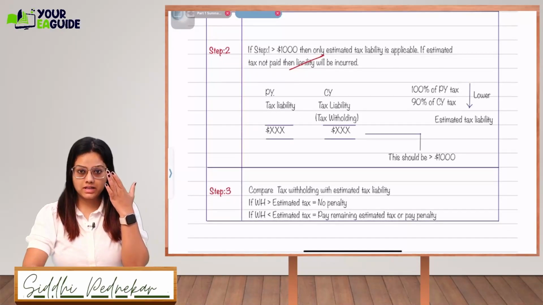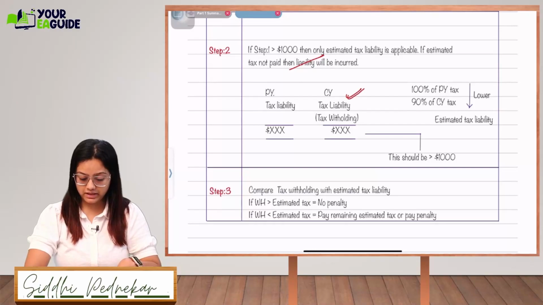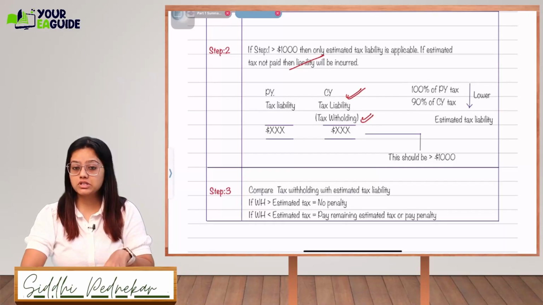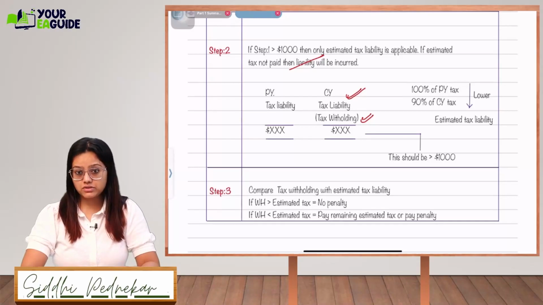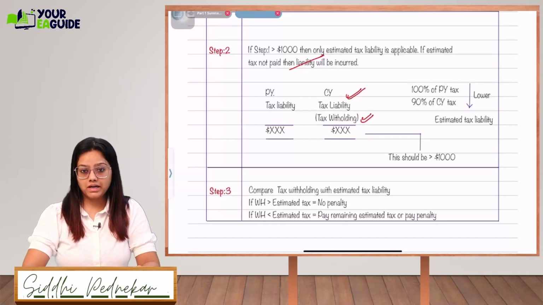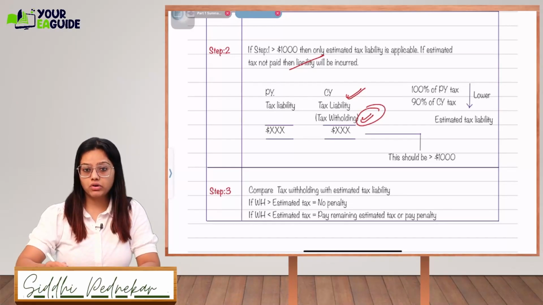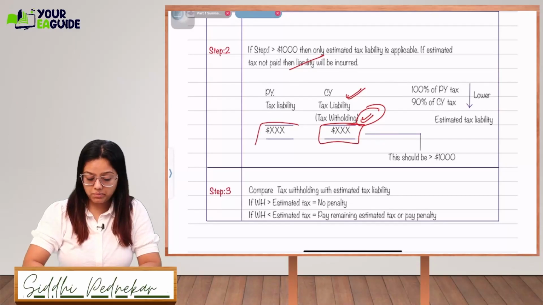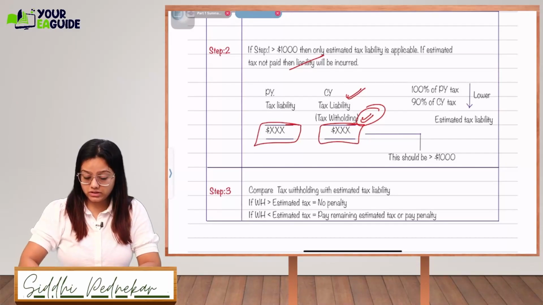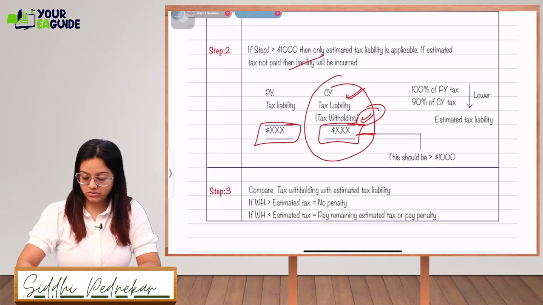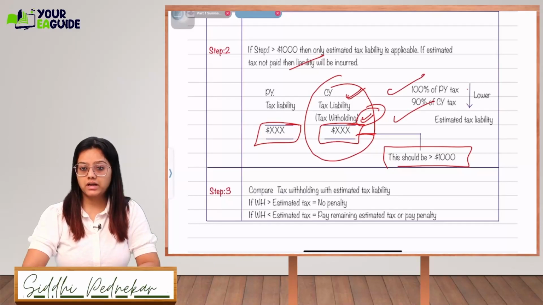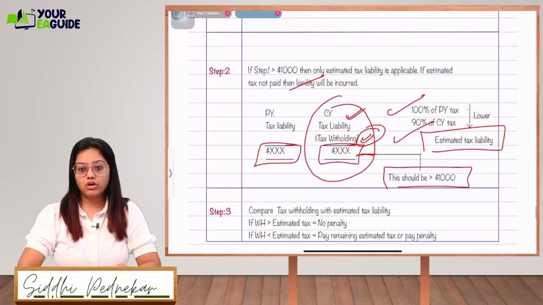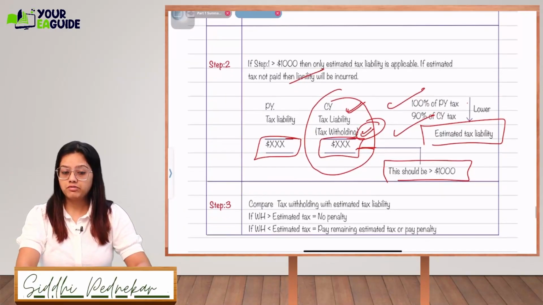So take the previous year tax liability, take the current year tax liability, and reduce the withholding which is allowed. Withholding means all the payroll taxes which were withheld, you are going to reduce it. Federal income tax, it is withheld, then you have to reduce it. All the Medicare, Social Security, all these withholdings, you are going to reduce it. First you calculate this amount, this should be more than $1,000. 100% of previous year, 90% of current year, whichever is lower will be your estimated tax liability. If you do not pay estimated tax liability, you will be liable for the penalty.